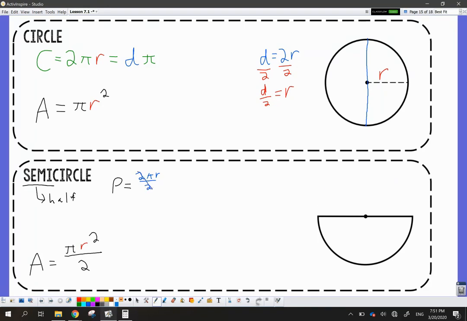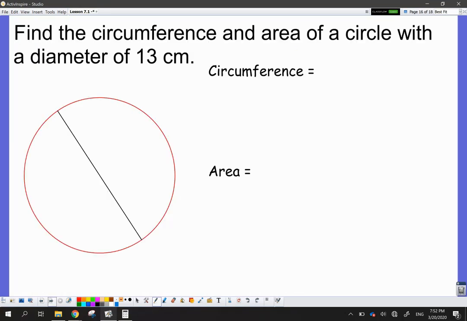But the 2's cancel out here. So really, I'm just left with pi r. So I have pi times r. But I also need to add in this line. But conveniently, I know what this line is, because this is the diameter. So pi r plus d. Let's take a look at an example.